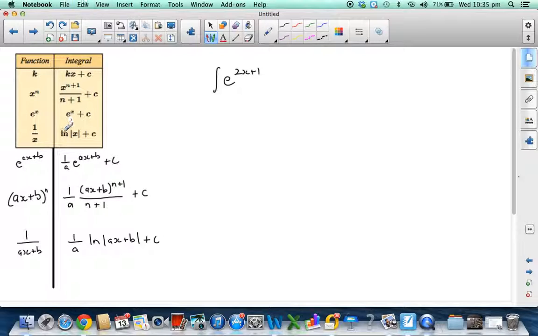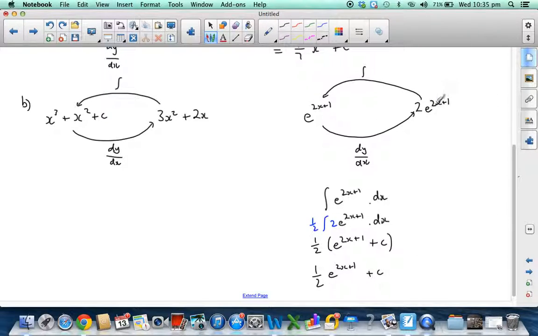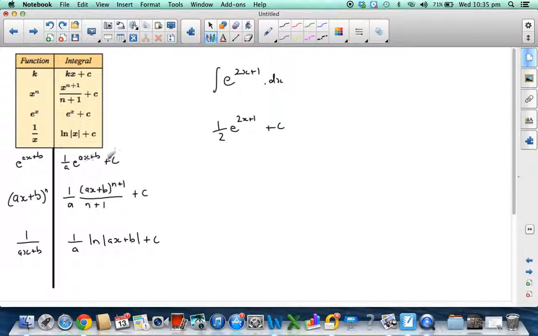So if I have my function e to the ax plus b with respect to x, then the integral is equal to 1 on a, which in this case is 2, times my original function e to the 2x plus 1, plus c. That gives you a huge advantage and a huge shortcut compared to what we did before, which was find the derivative by itself and then work out how to go back with the integral. So I've put these rules in here for you to use, okay?